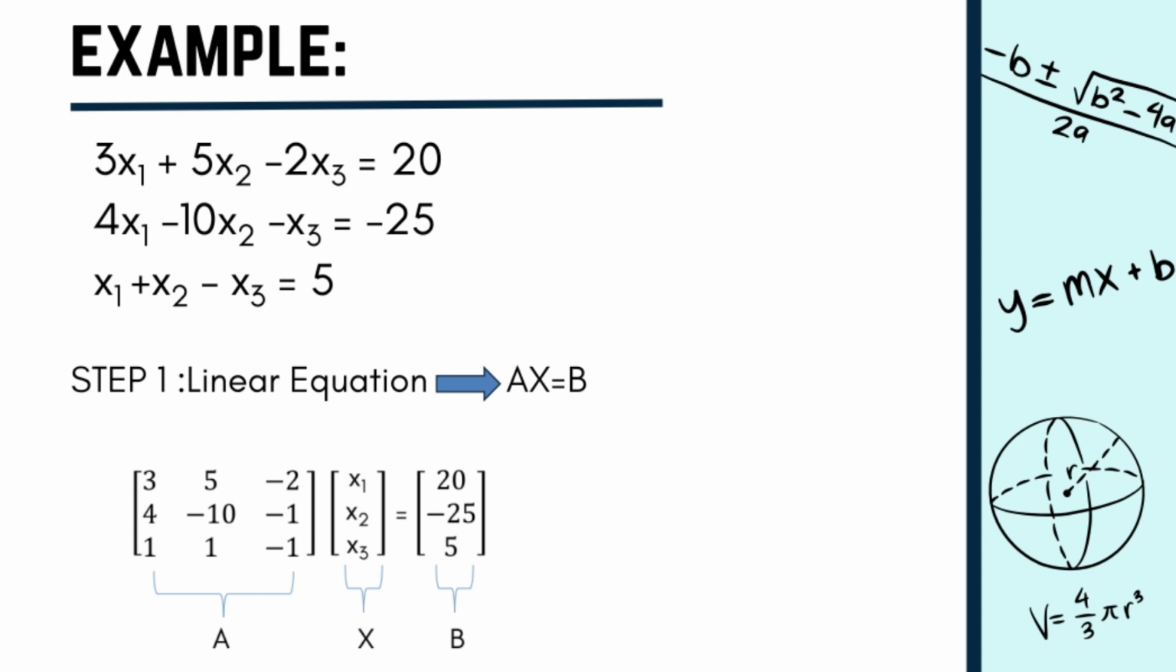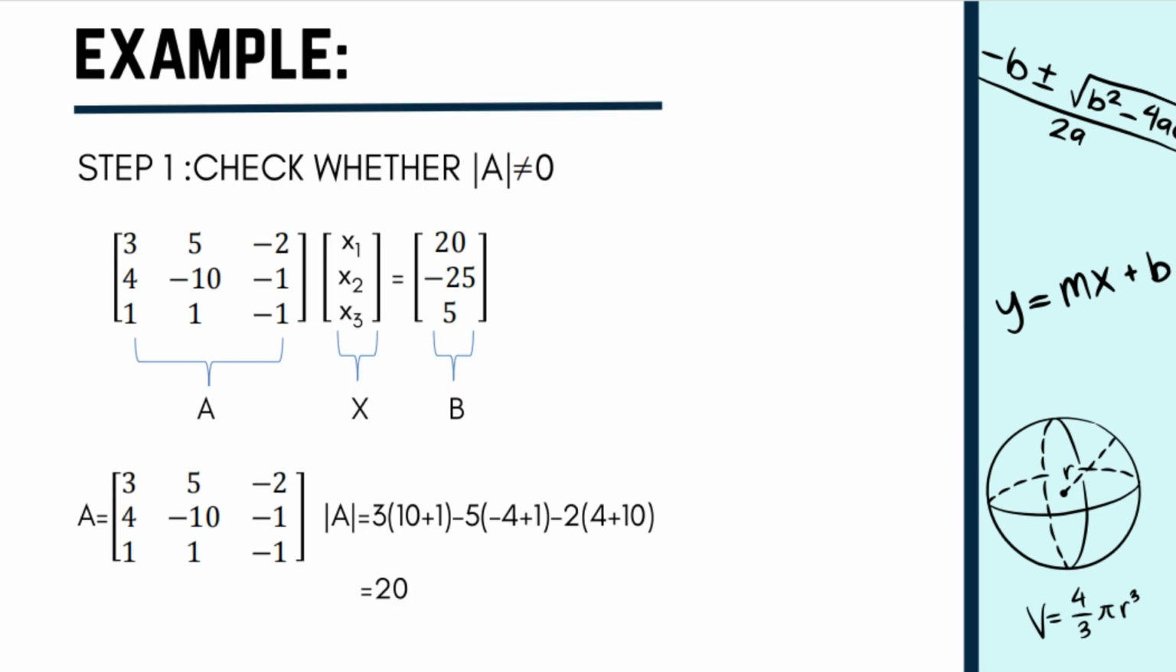So first things first, we must put the system of linear equations into the form Ax = b. So A will be 3, 5, -2, 4, -10, -1, 1, 1, and -1, where x will be x1, x2, and x3. And as for b, it will be 20, -25, and 5.